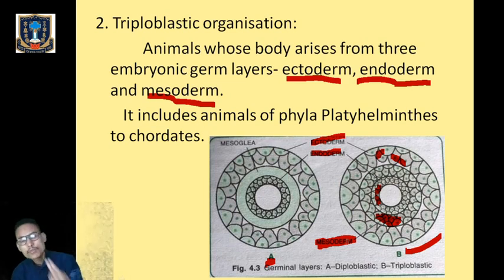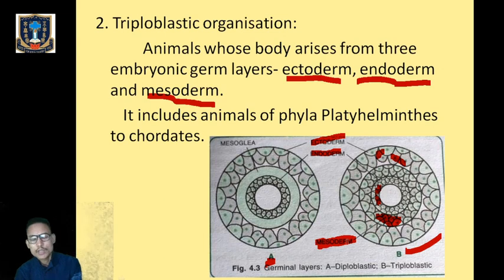The presence of two layers, ectoderm and the endoderm, separated by mesoglea, is diploblastic. And those animals where you have got three embryonic germ layers, the outer ectoderm, the inner endoderm, and the middle mesoderm, those animals will be our triploblastic animals.